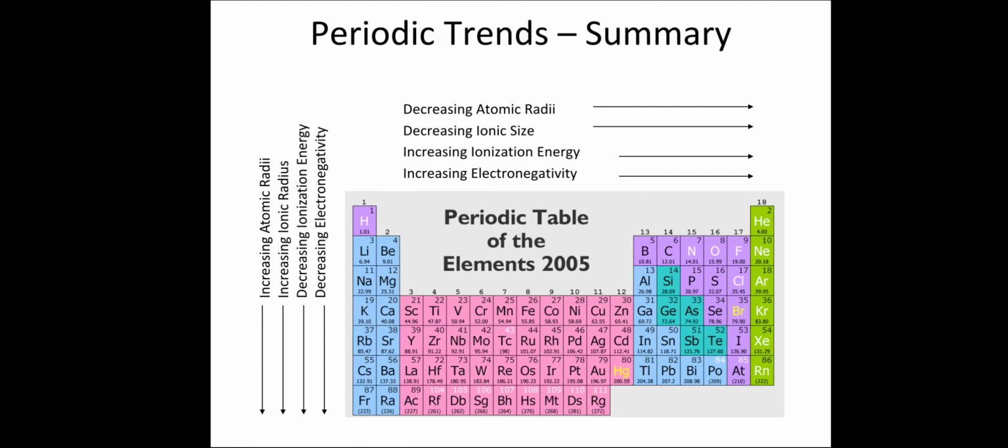We can conclude that the size of the atom or ion decides the periodic property. When the size increases, electronegativity and ionization energy decrease, and when the size decreases, the ionization energy and electronegativity increase.